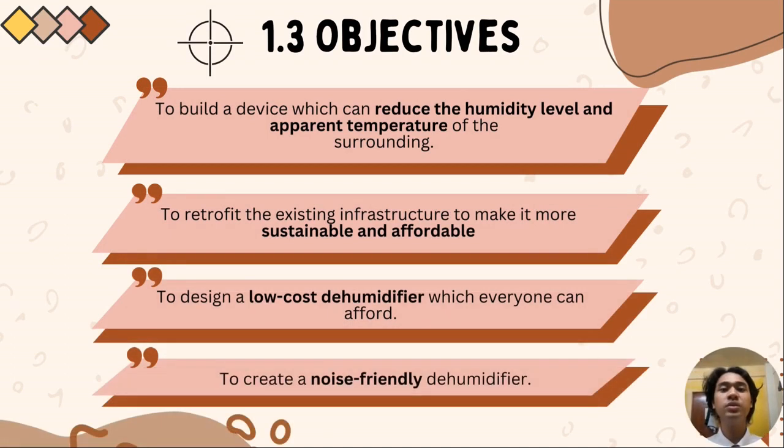Next, there are 4 objectives in this project to solve the problems stated in the problem statement. First, to build a device which can reduce the humidity level and relative temperature of the surrounding. The second objective is to retrofit the existing infrastructure to make it more sustainable and affordable. Next, to design a low-cost dehumidifier which everyone can afford. The last objective is to create a noise-friendly dehumidifier.